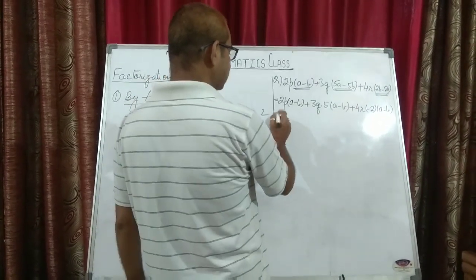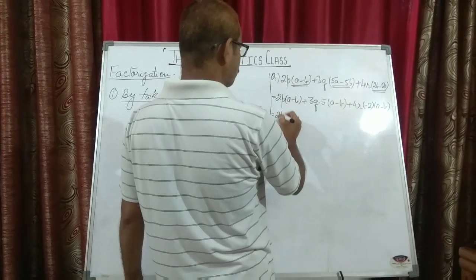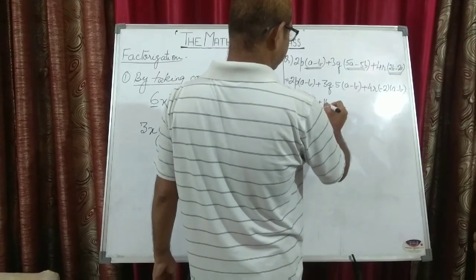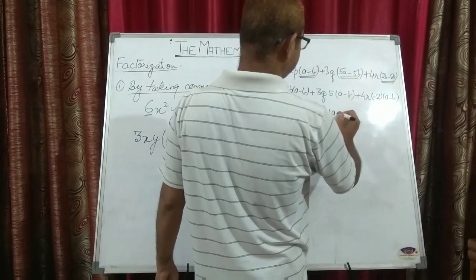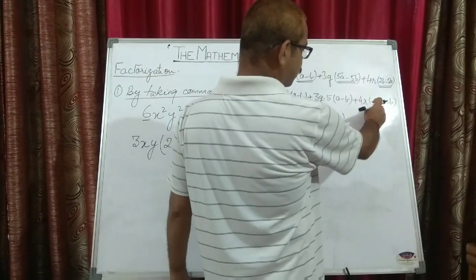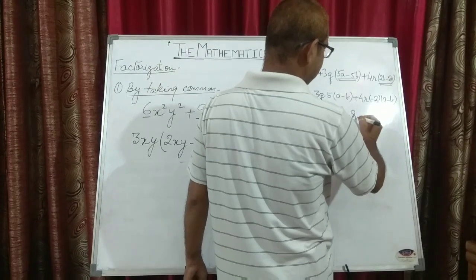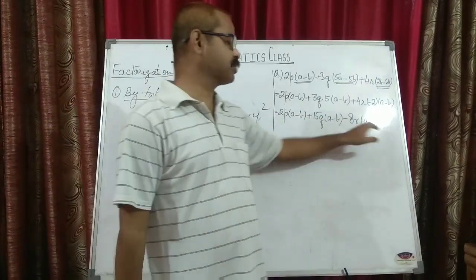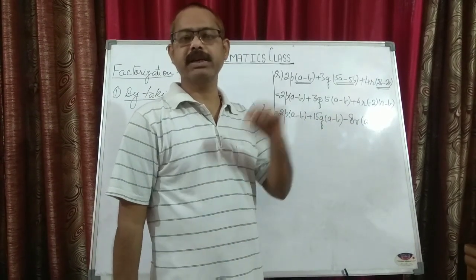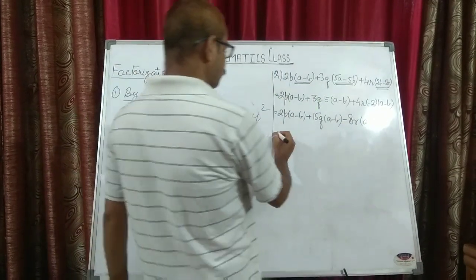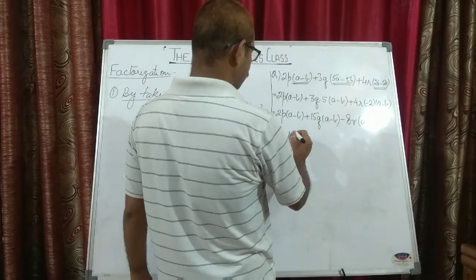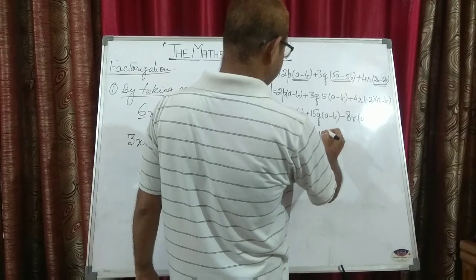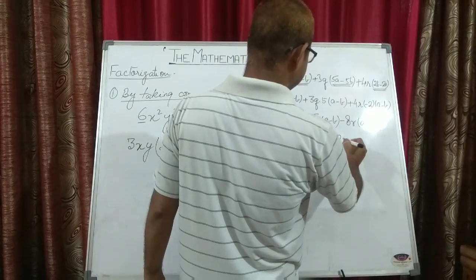Now if you solve these, this can be written as 2p(a - b), 5 threes are 15, plus 15q(a - b), and minus 2 into plus 4 will be minus 8r(a - b). Now in all these three terms, we can take (a - b) as common. So I am taking (a - b) common. What is left with me now? 2p + 15q - 8r.